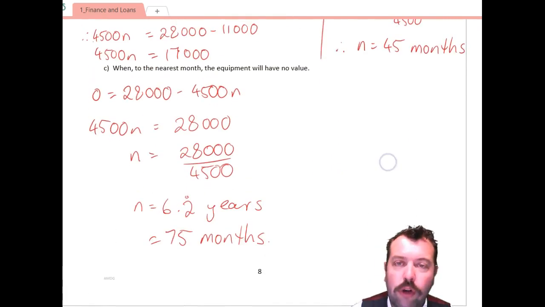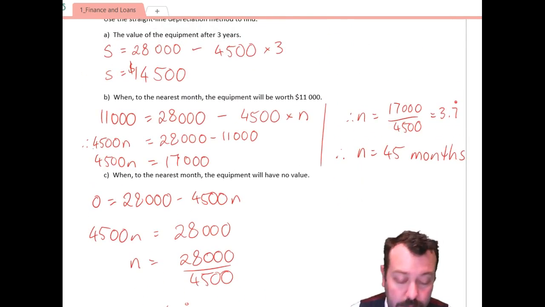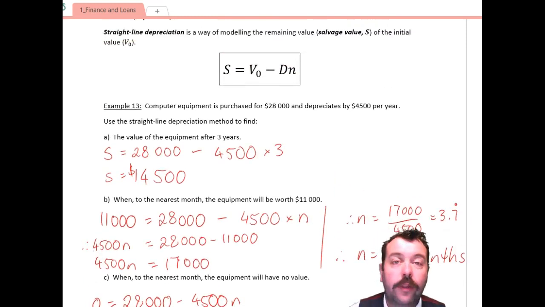That's straight line depreciation. It's in many ways a bit like simple interest. It depreciates by the same amount every year.